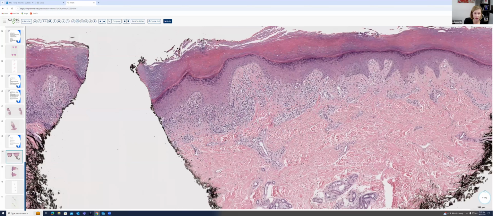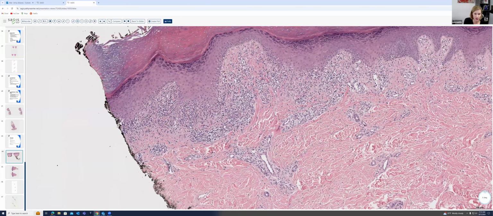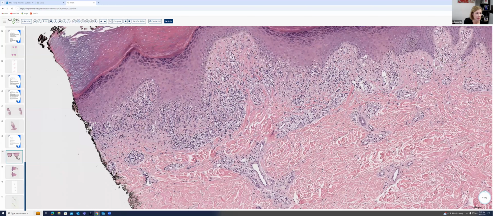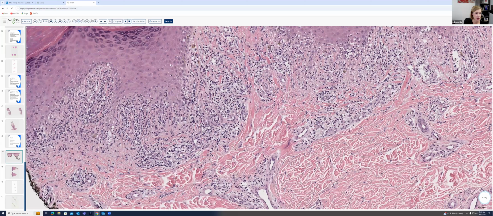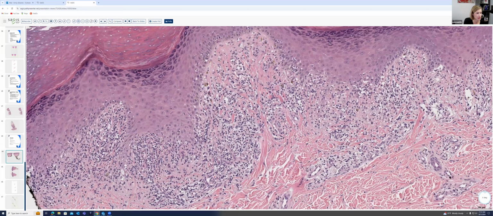As we go higher, we see the infiltrate is composed predominantly of lymphocytes. There is this obscuring of the dermal epidermal junction and some scattered dyskeratotic cells. And this is a nice higher power view of that wedge-shaped hypergranulosis.